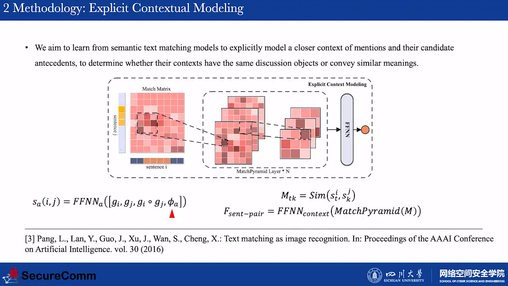We aim to learn from semantic text matching models to explicitly model a closer context of mentions and their candidate antecedents, to determine whether their contexts have the same discussion objects or come with similar meanings. Therefore, a simple and effective way is used in this paper to extract the local similarity features from the token-level matching matrix, which can reflect the correlation between utterances. The main network refers to the MatchPyramid network proposed by Pang et al. in 2016.